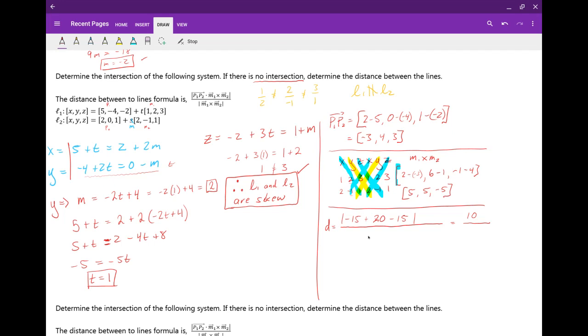And then over here on the bottom, I'm going to be taking the magnitude of M1 cross M2. So it's 5 squared plus 5 squared plus negative 5 squared. And so it looks like I'm getting about the root of 75. And that is the distance between those two lines. Basically, that's what that is.